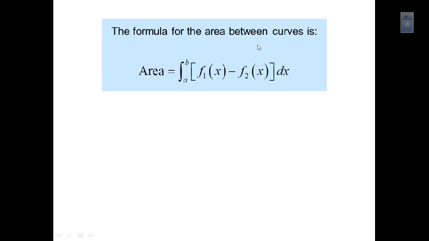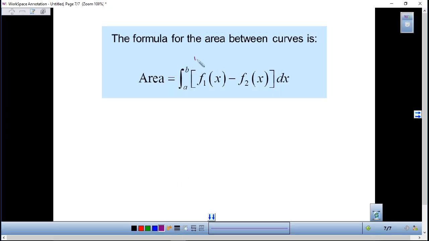So the formula for the area between the curves is the area equals the integral from a to b of f1 of x minus f2 of x, where f1 of x is the upper and f2 of x is the lower. So this is the upper function, and this is the lower function. Now, if you're looking at a function where those two positions actually change, the upper and the lower swap places, they intersect and change, then you have to split it up into multiple integrals.